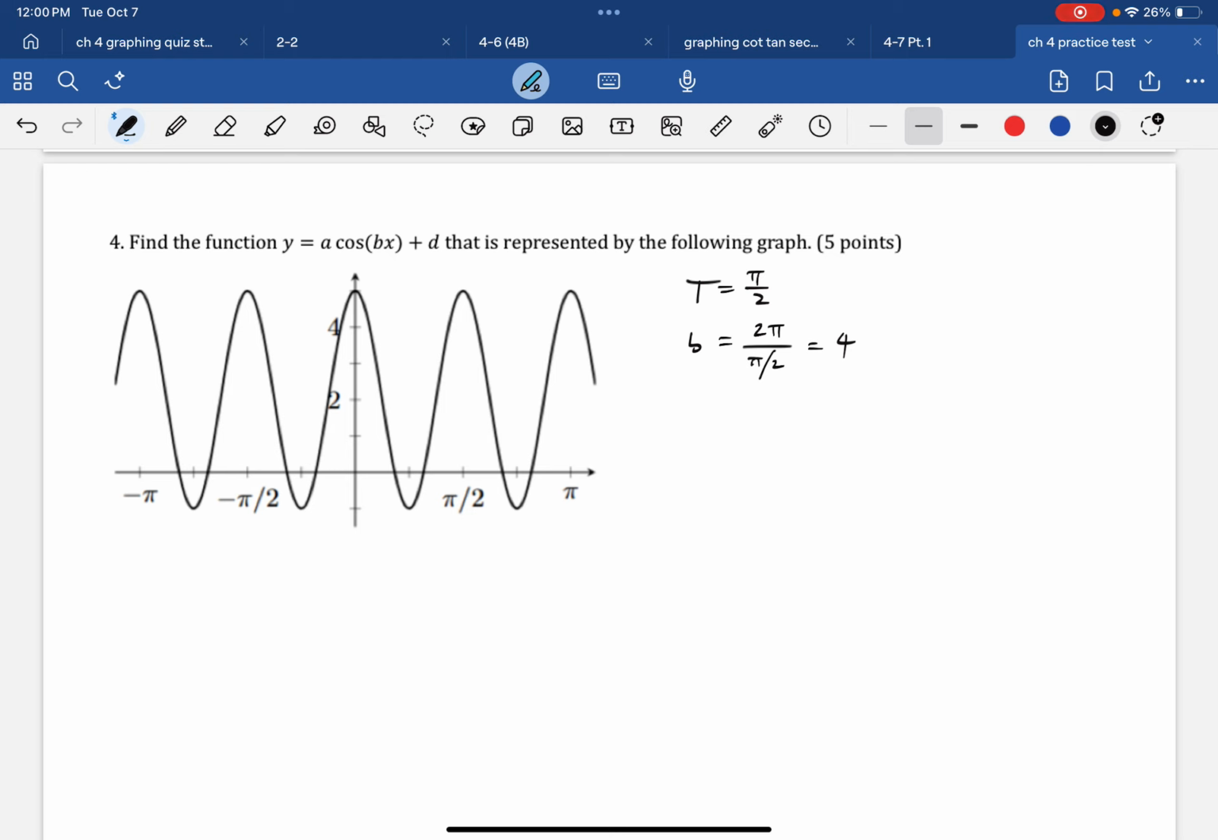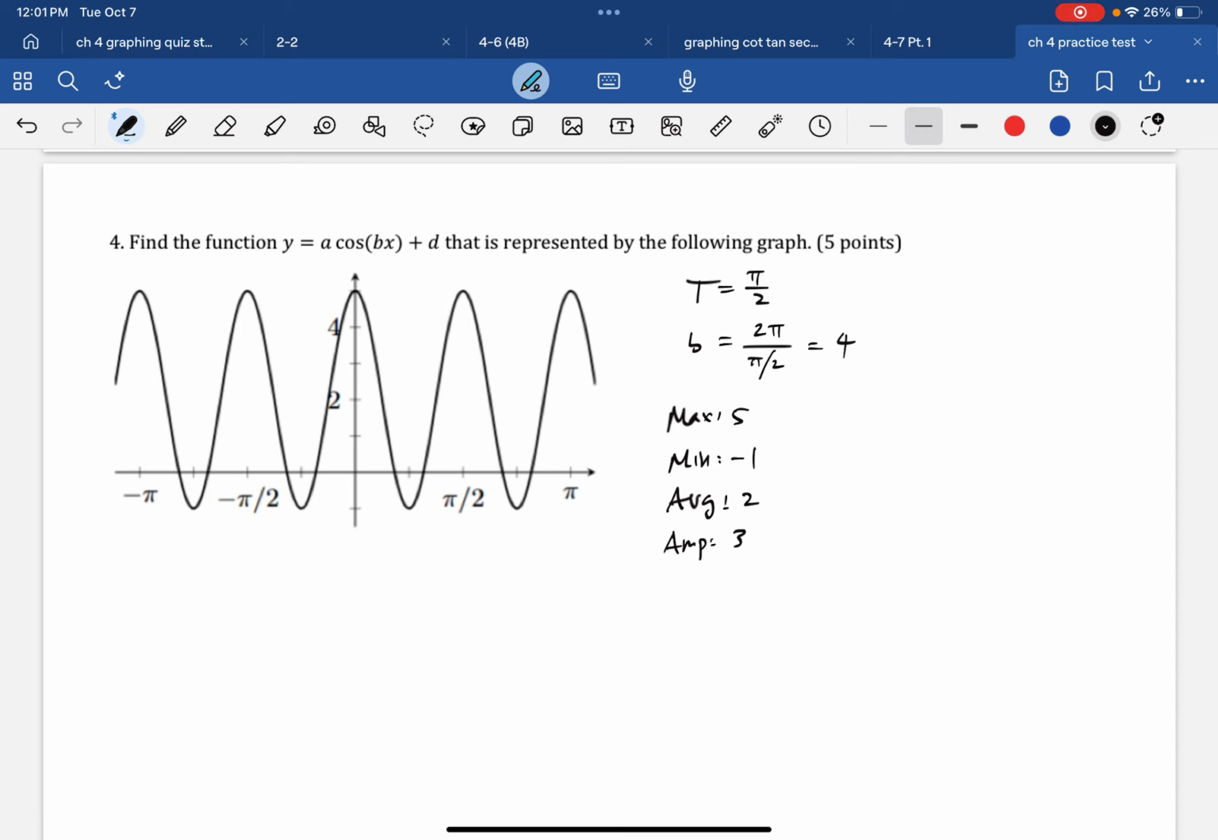Next, this question is asking me to find a positive cosine function, and indeed, the graph is also a positive cosine function because it intersects the y-axis with a peak. The next step is to figure out the maximum and the minimum and the average. So the maximum here is clearly 5, and the minimum is -1. So that means the average is 2. And then the amplitude is just the maximum minus the average, which is 3.